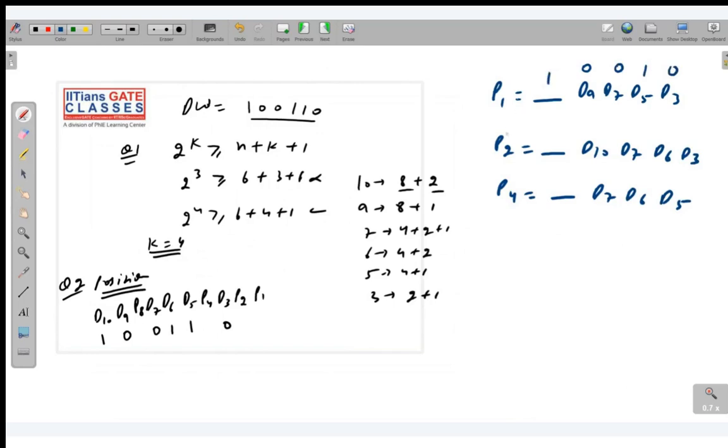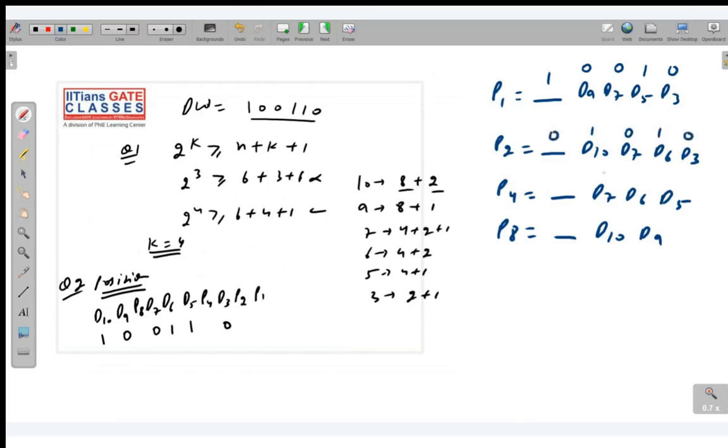Where D8? P8, sir. P8. Sorry for that. Yes, very good. P8 we forgot. So for P8 it will be D10, D9. Okay, so P1 is over. What about P2? D10. What is D10? 1. D7 is 0. D6 is 1. D3 is 0. So here I will add 0.